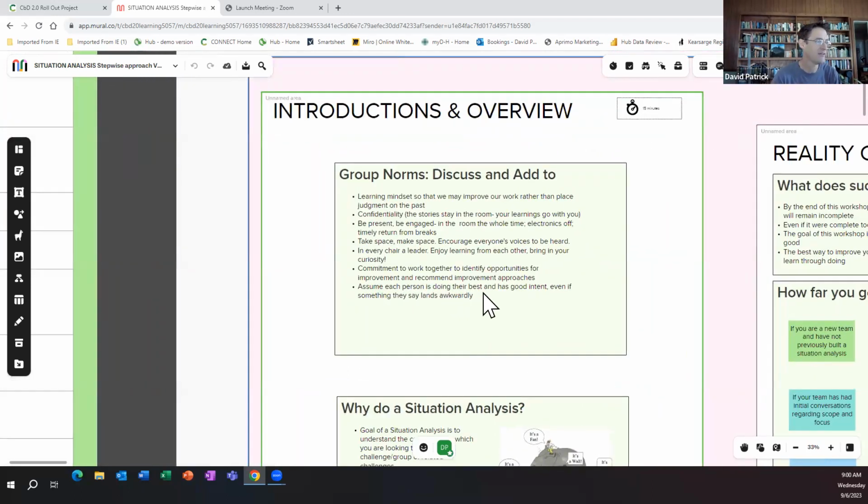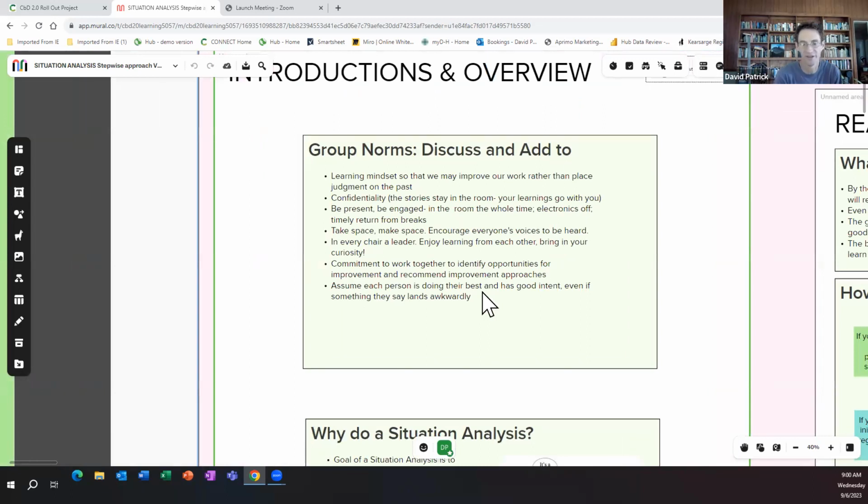And then the first place we're going to dig in, and again, we will still do this even if you've watched the video, is to go through and make sure that we have group norms that everybody thinks are the right group norms, and that we all agree to honor throughout our time together. Those norms are really important so we can create a safe space where everyone can lean in together.